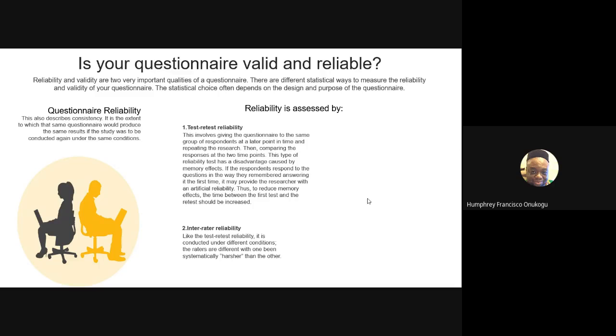We also have inter-rater reliability. Like the test-retest reliability, it is conducted under different conditions. The raters are different, with one being systematically harsher than the other.